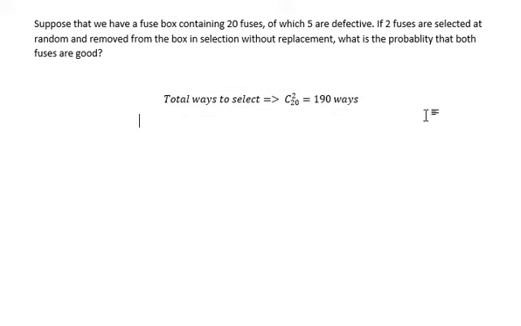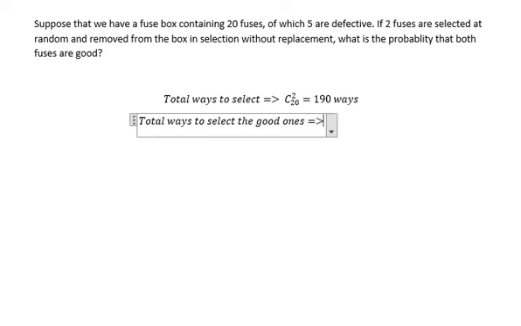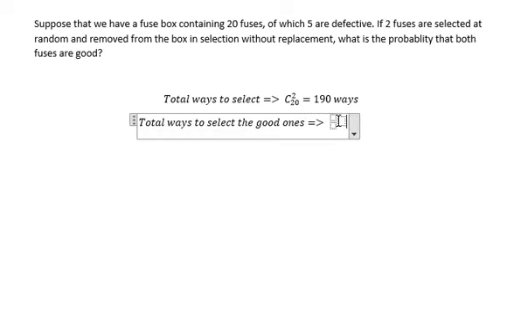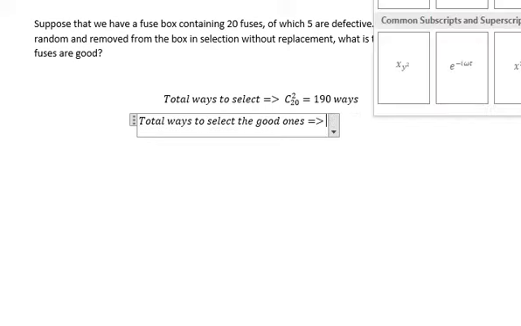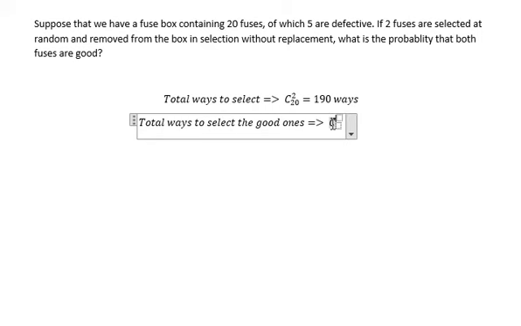The next one, we just select only 2 fuses, but they should be in good condition. We have only 15 fuses in good condition, so the total ways to select the good ones. So that's it about number 15 and number 2. And we calculate this number, it is about 105.